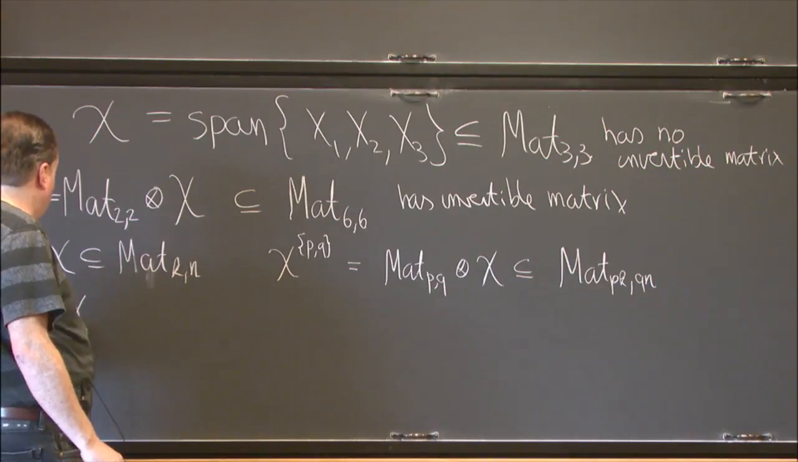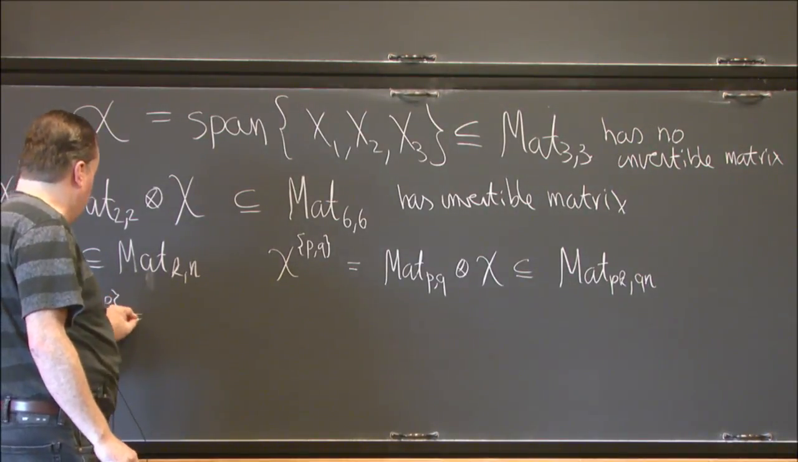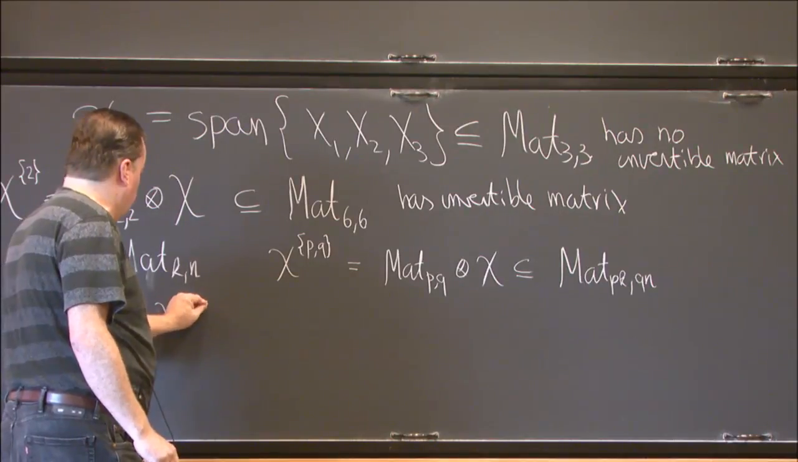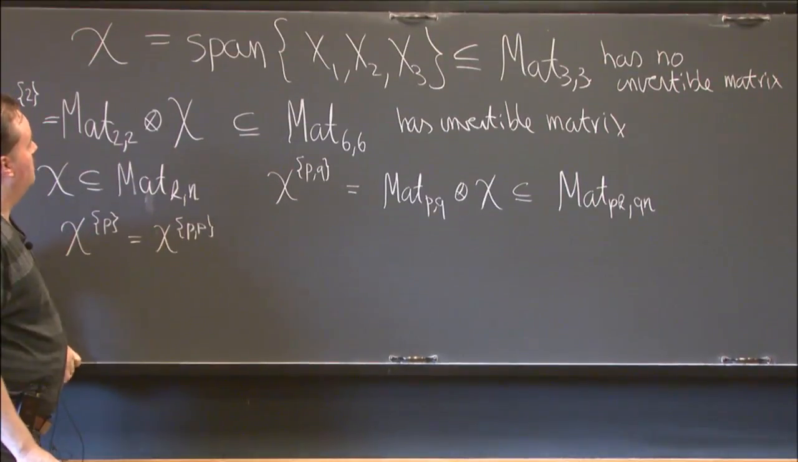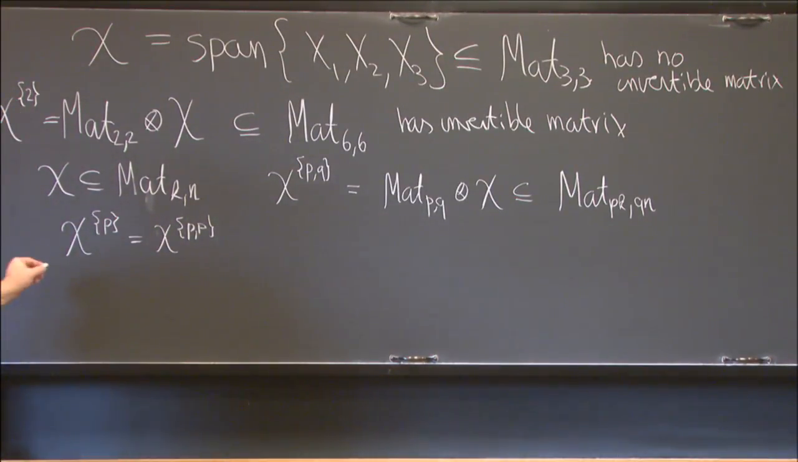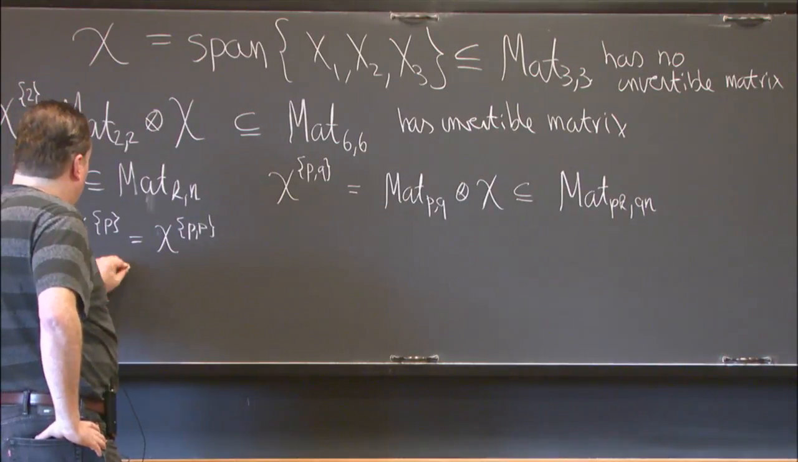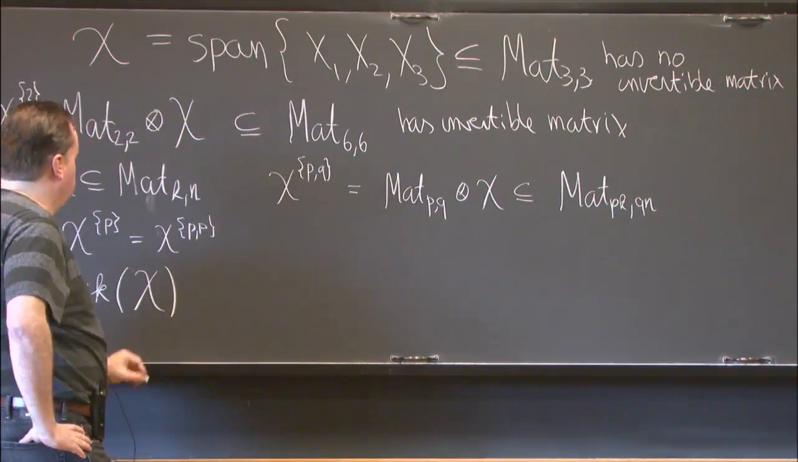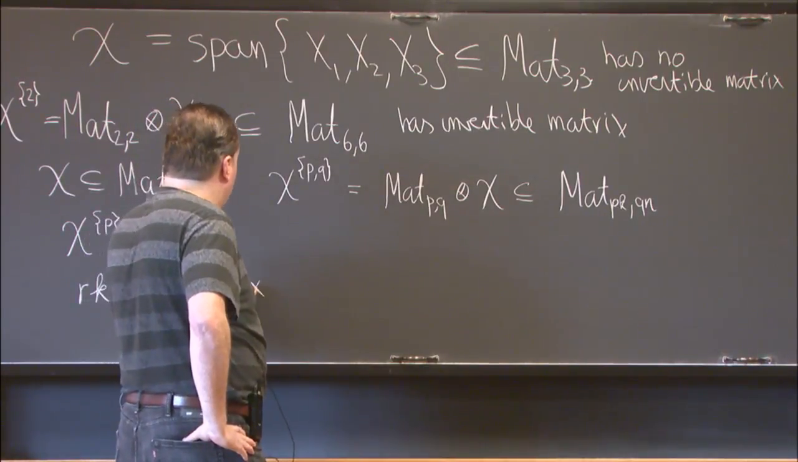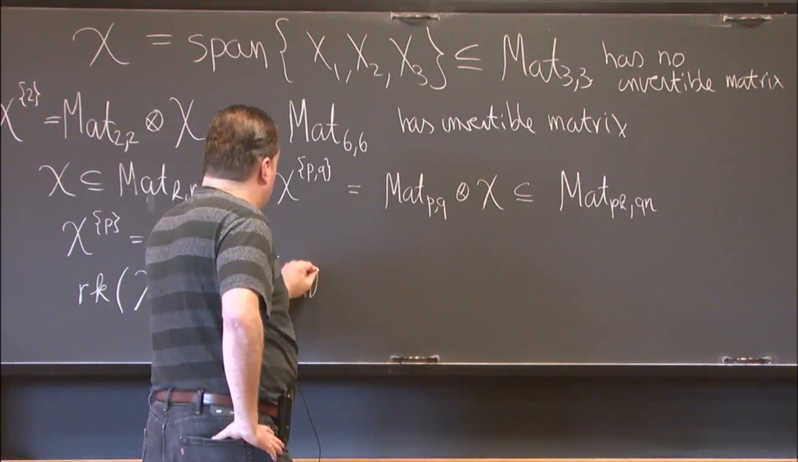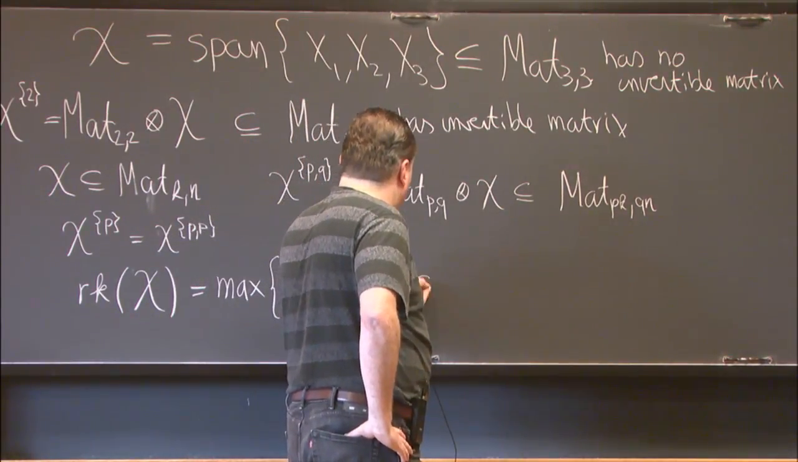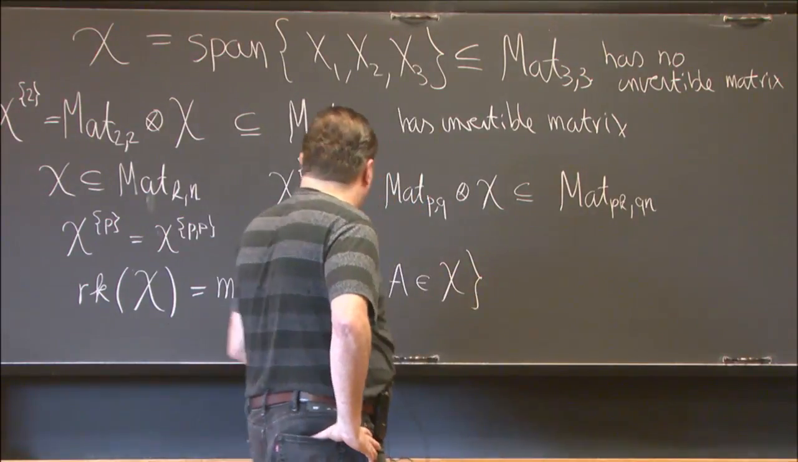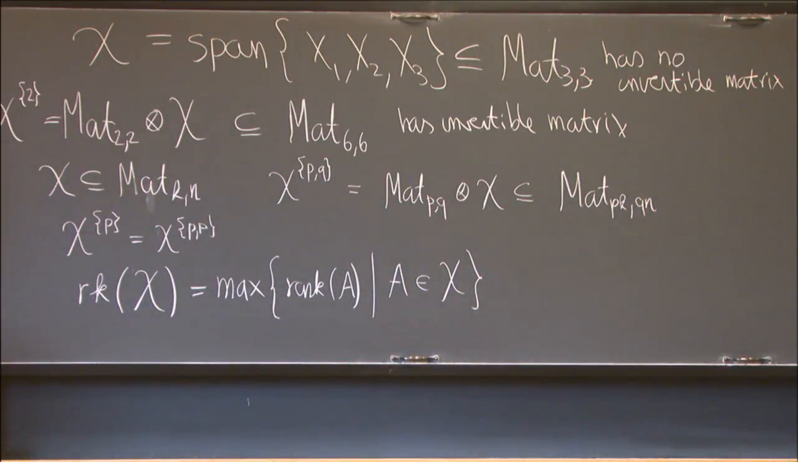And we often use the convention that this is what you do with p by p matrices. That's just a shorthand notation. One more notation: we define the rank, Rk of X, to be the maximum of the rank of a matrix A that lies in X. And if it's the maximum, then if you take a random element, it will attain this maximum.